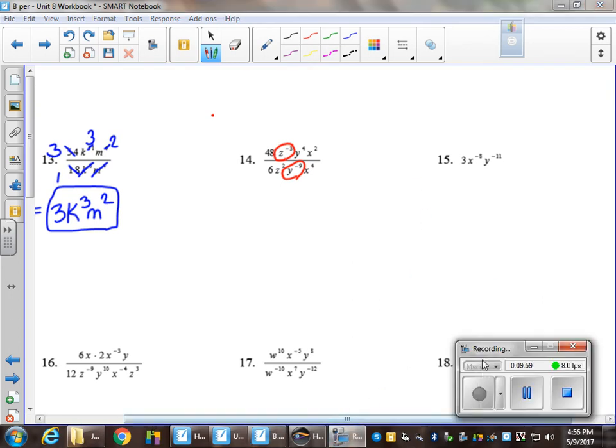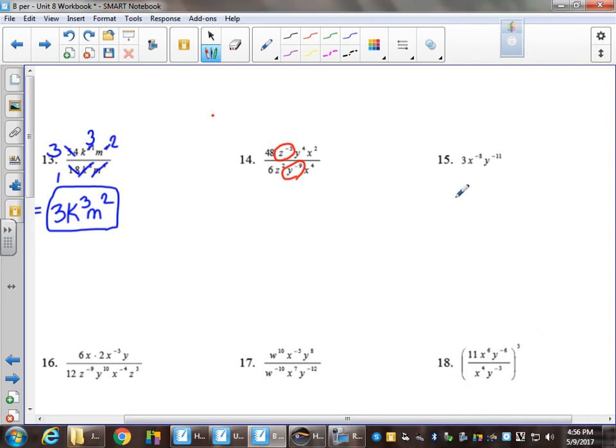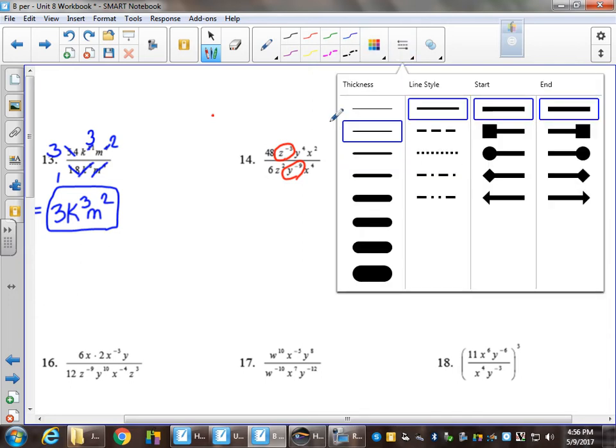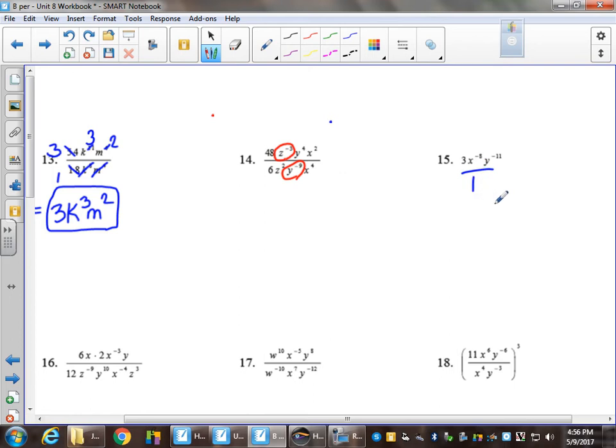Number 15 says 3x to the negative 8 times y to the negative 11. So here it's important for me to realize that this entire time, really, this is divided by 1. We never actually write in that denominator, but it is always there. It's important for me to see that because this term has a negative exponent, and this term has a negative exponent. Both need to move. 3 is not grouped into either piece with parentheses, so 3 is going to stay.